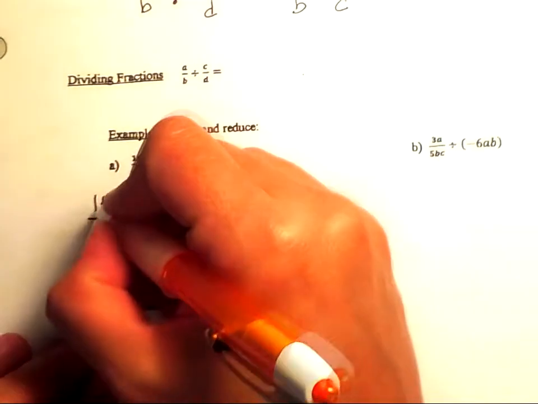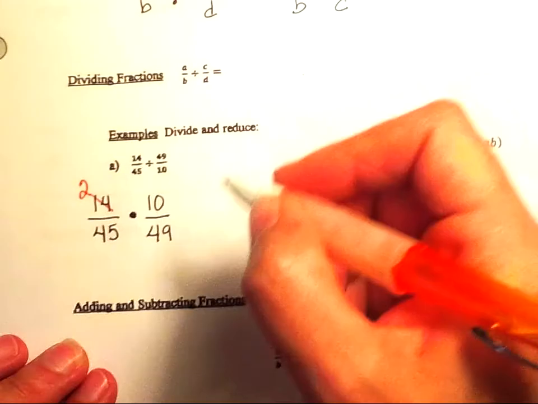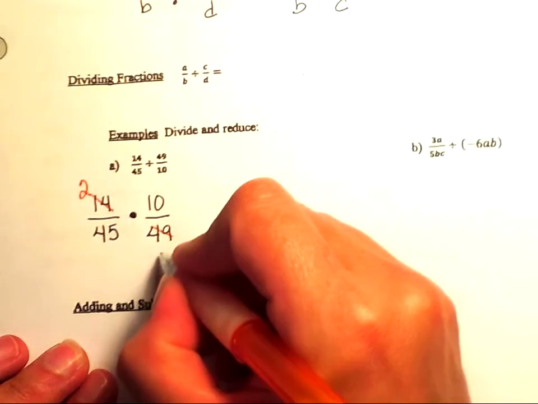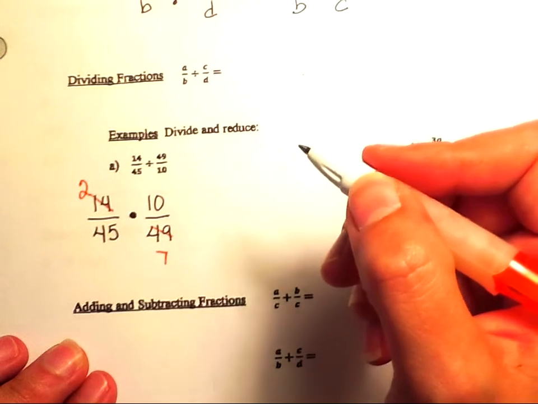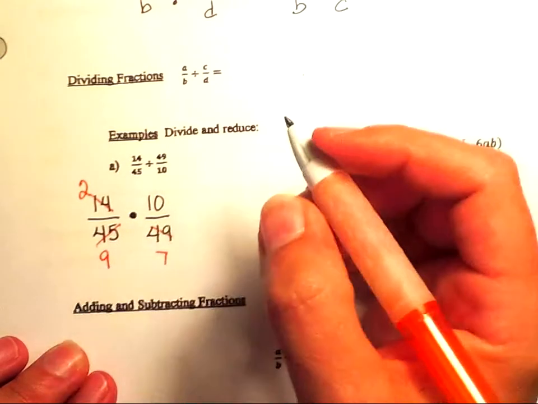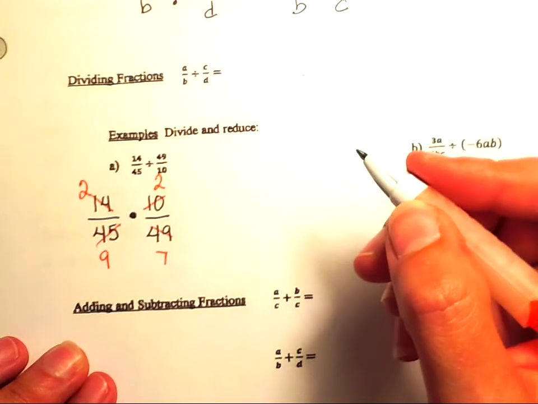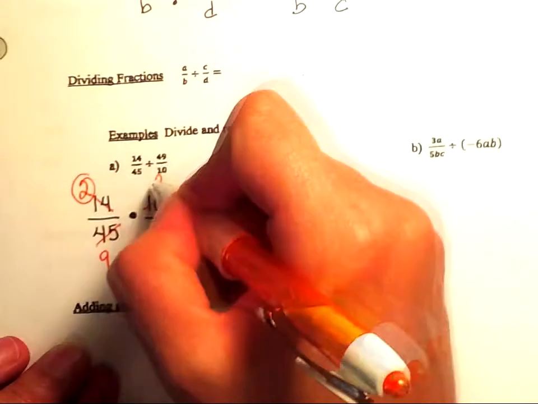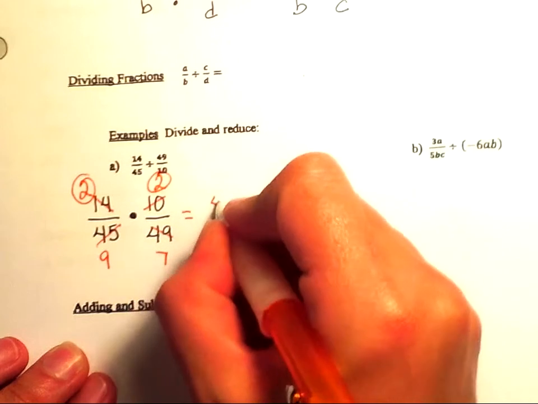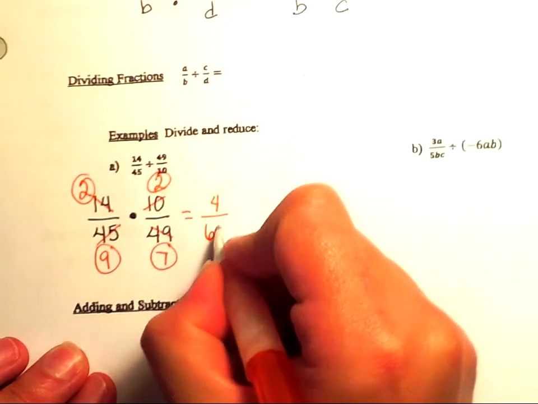Notice, however, though, there's common factors. 7 goes into 14 2 times, and 7 goes into 49 7 times. 5 goes into 45 9 times, while 5 will go into 10 2 times. So I'm left with 2 times 2, which is 4, over 9 times 7, which is 63.